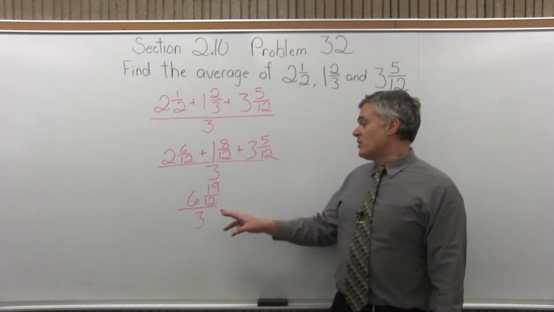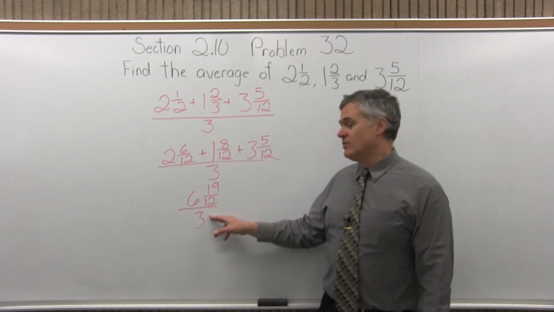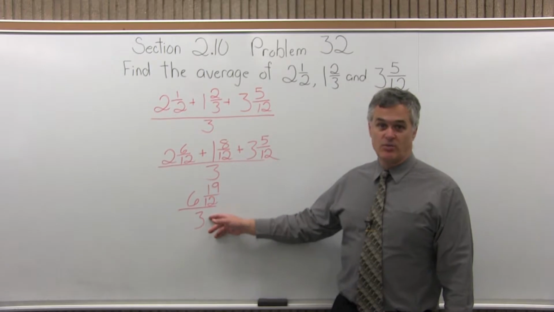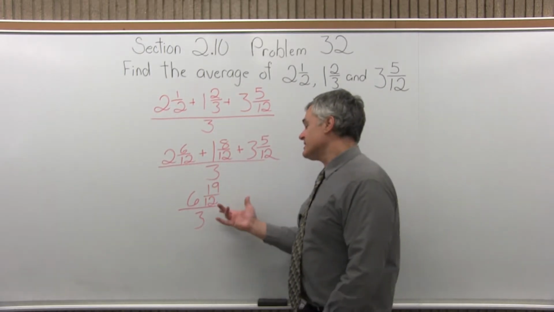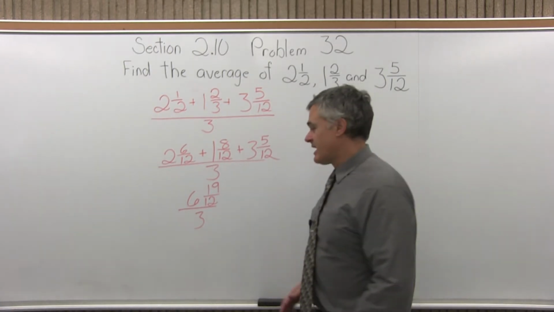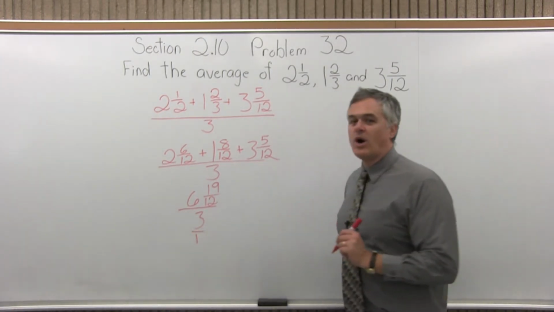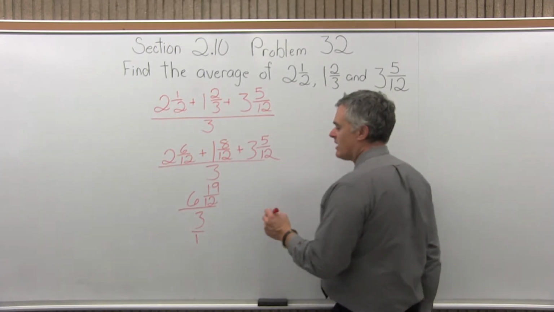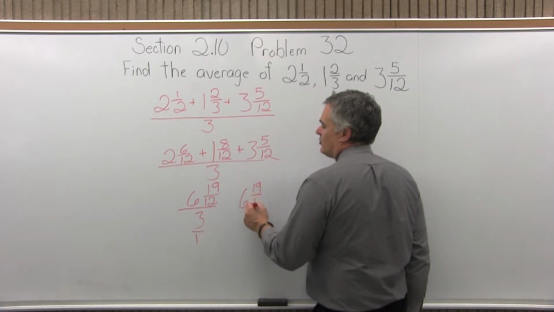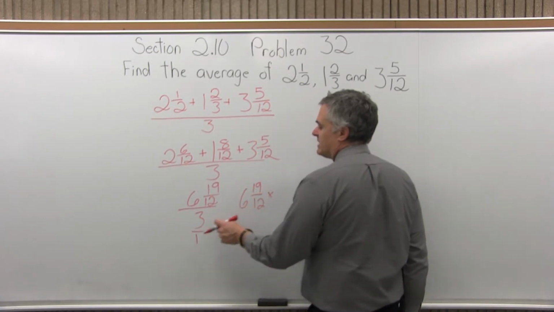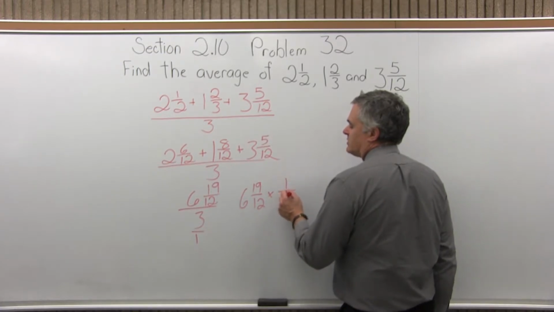Now, when you have a fraction and you divide, what you have to do is invert the fraction on the bottom and multiply. The 3 isn't something that's inverted easily. It doesn't have a numerator and denominator the way it's written. So let me write it as 3 over 1. So now what I'll have is 6 and 19/12 times, to invert 3 over 1, 1 over 3.